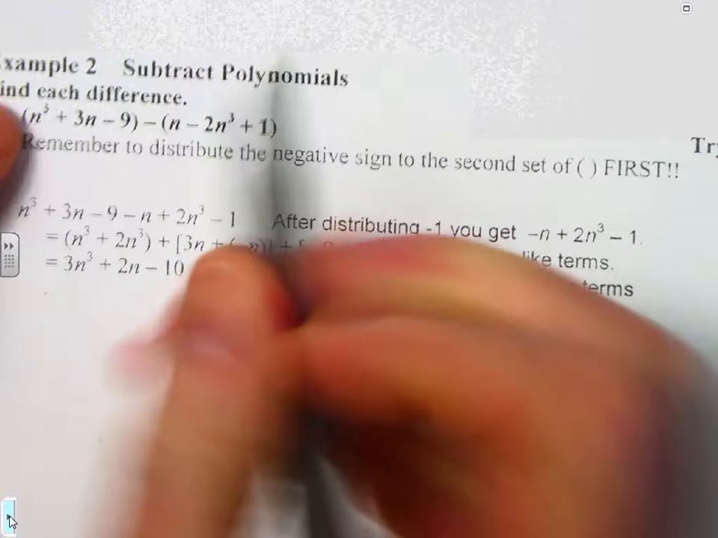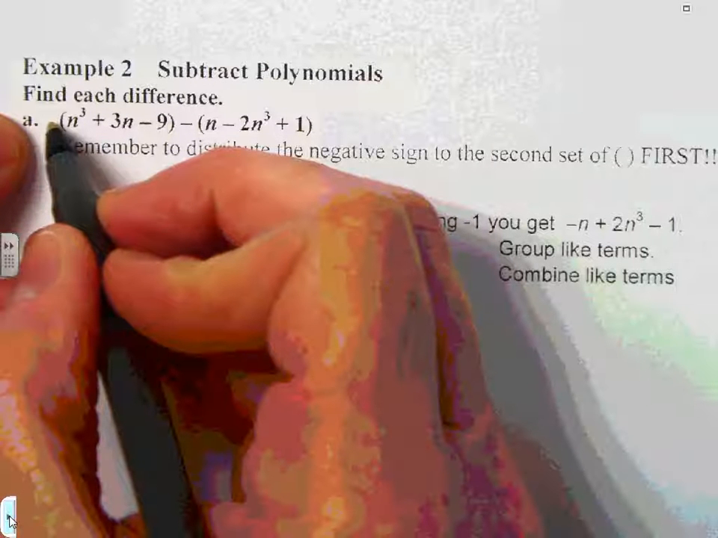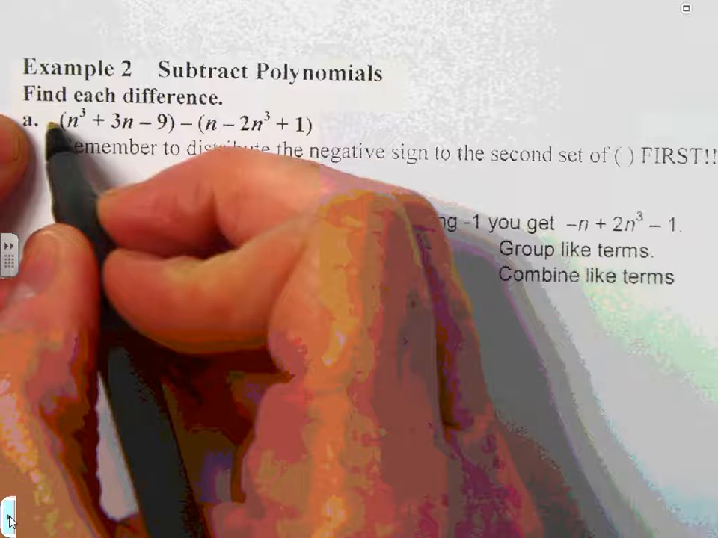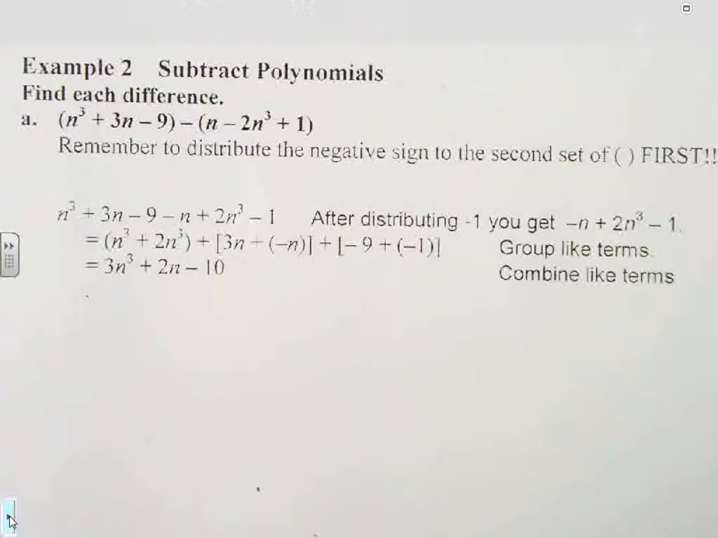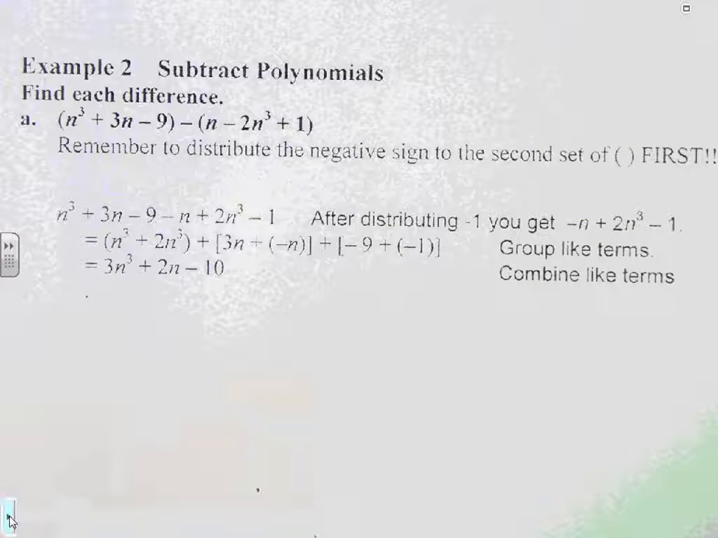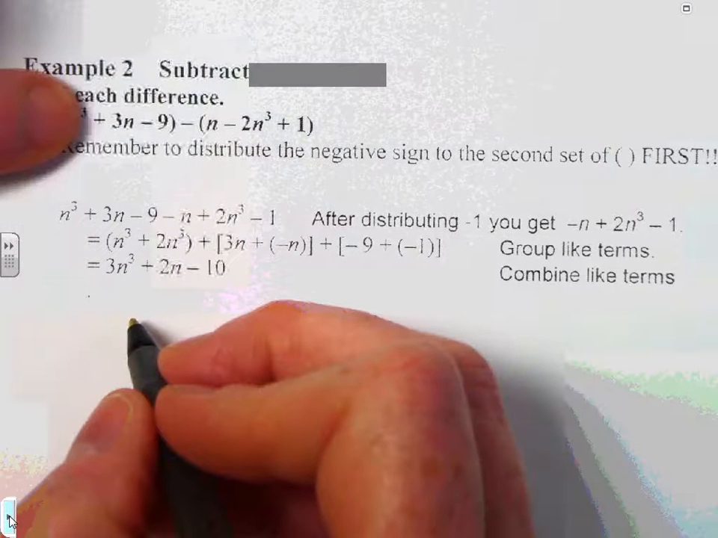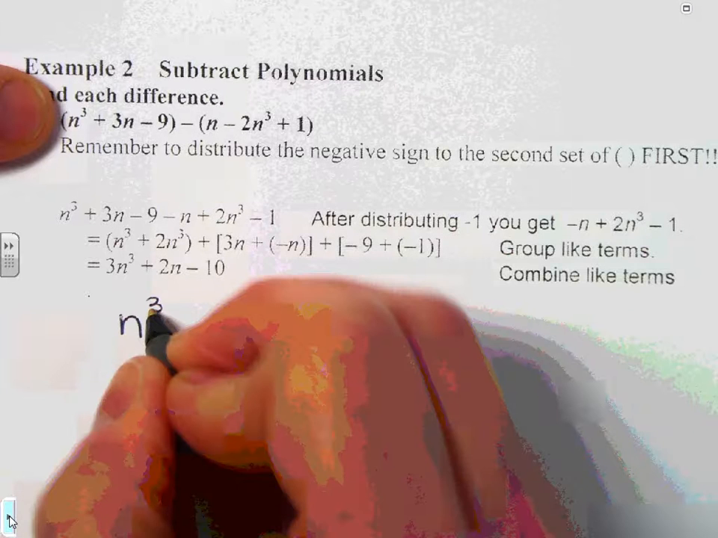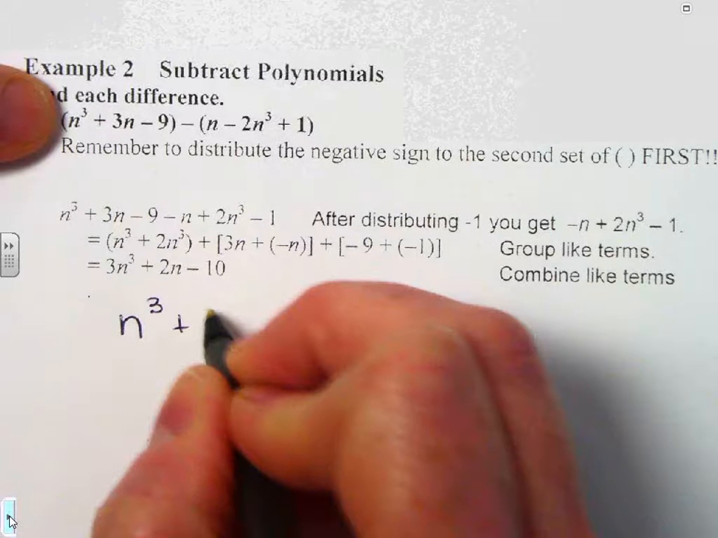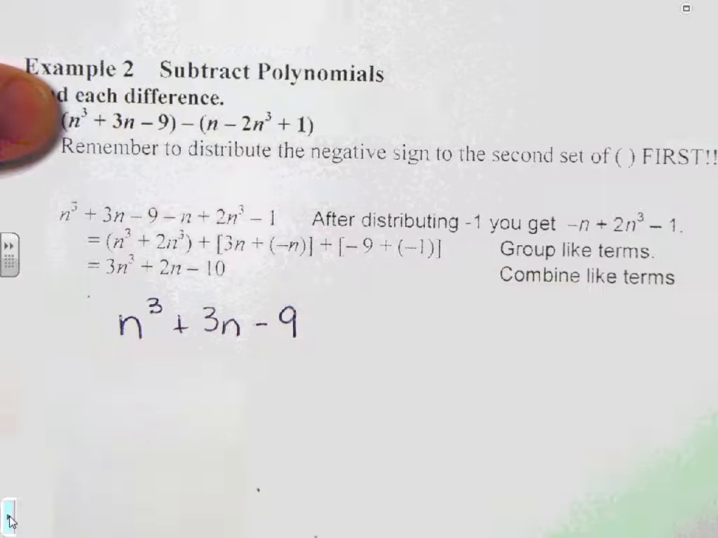Now, this first set of parentheses, there's no plus or minus, there's no numbers out in front. So you can completely remove those. That's fine. So that would be the first thing that I would do, is rewrite that first set of parentheses without the parentheses around it. Here is n to the third power plus 3n minus 9. And now you're going to do the distributive property.